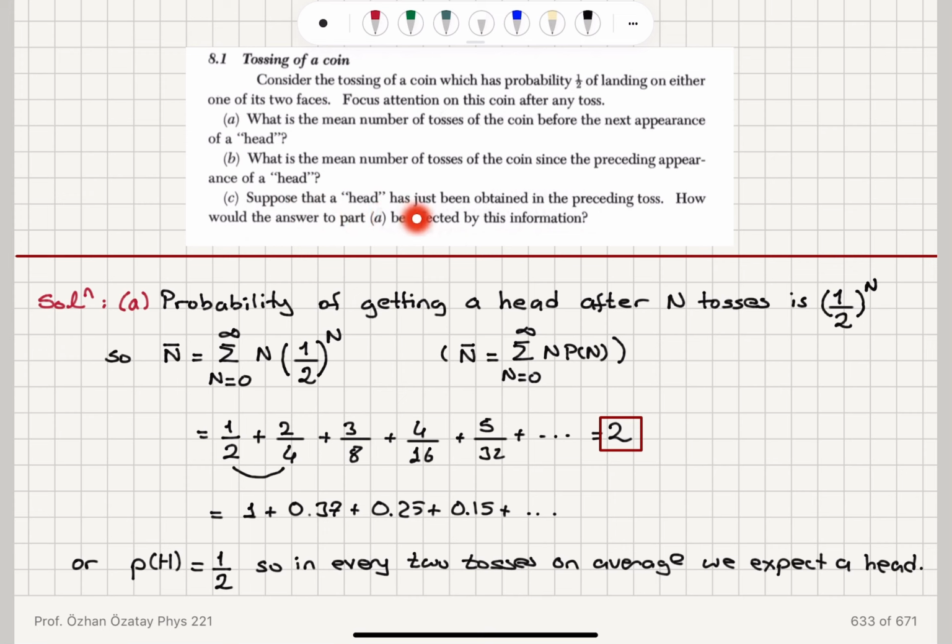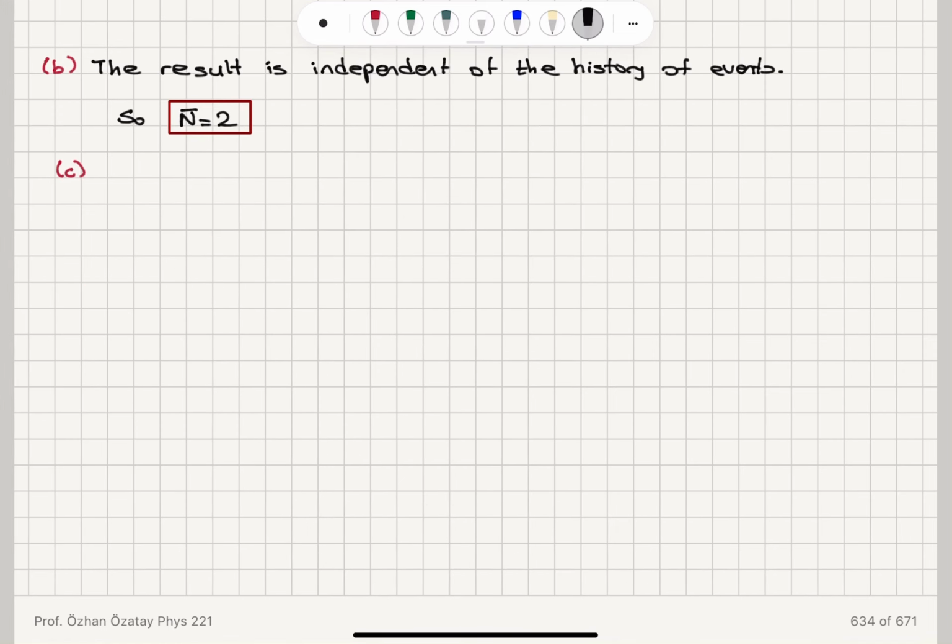Suppose that a head has just been obtained in the preceding toss. How would the answer to part A be affected by this information? It is unaffected, for the same reason.